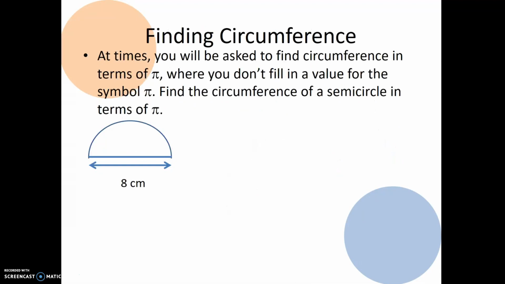Okay, so at times you're going to be asked to find circumference in terms of pi, where you don't fill in a value for the symbol pi. Okay, so let's see what that looks like here. We're going to find the circumference of a semicircle in terms of pi. So we're going to use our circumference formula there, but we put that 1/2 in because we're finding only half of a circle, right? So circumference equals 1/2 pi times diameter. And since my diameter is 8, we'll fill that in. Here you can see the diameter right here. Okay, my diameter is 8.